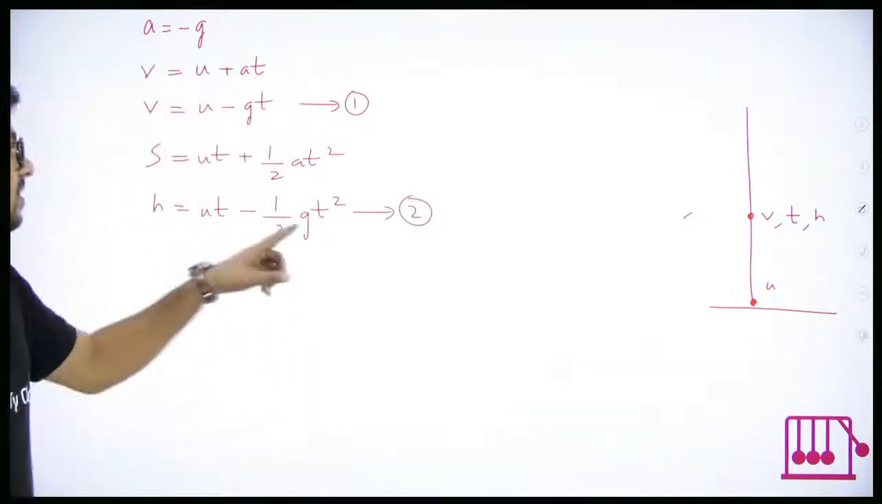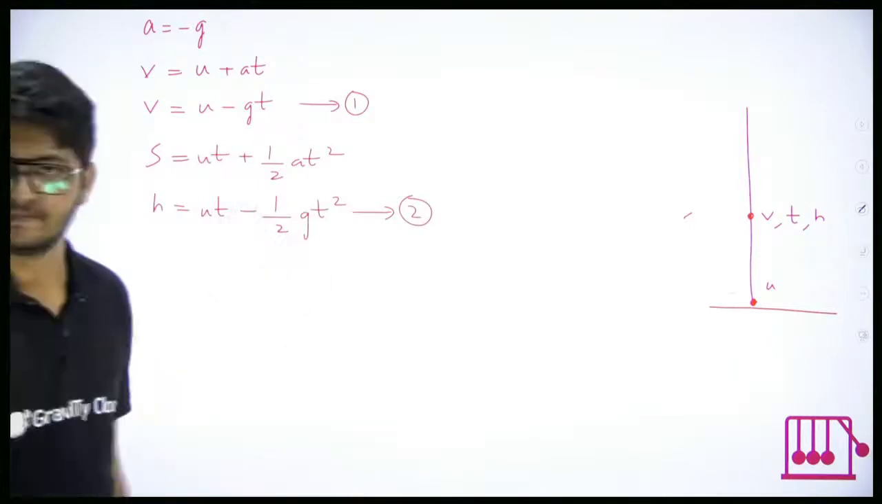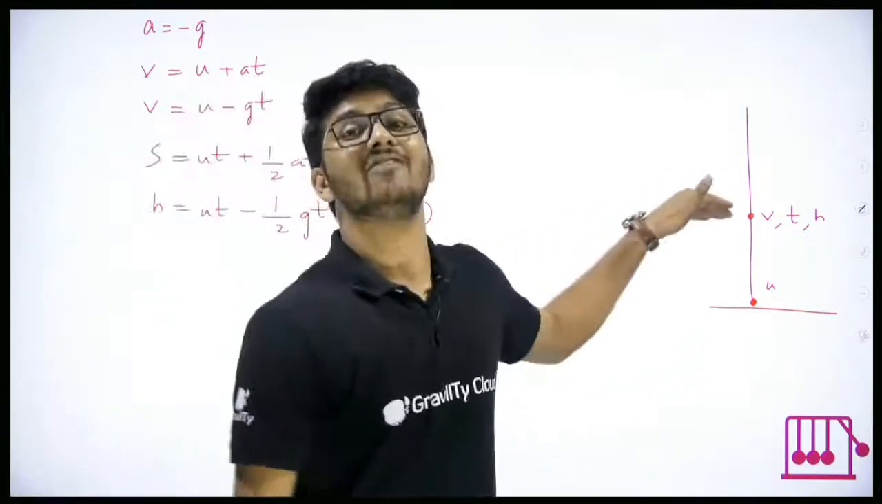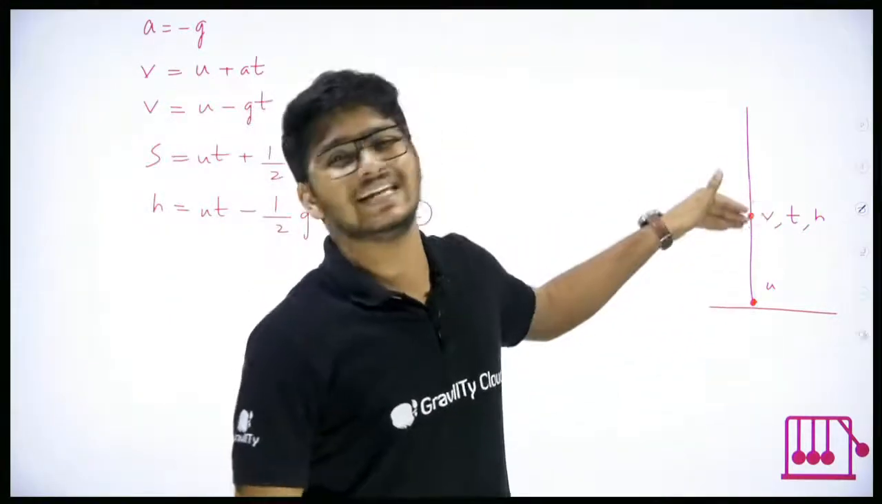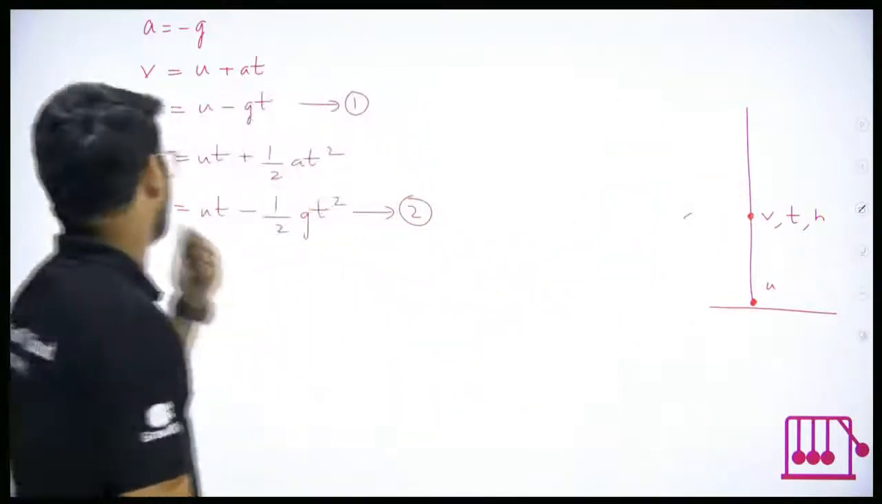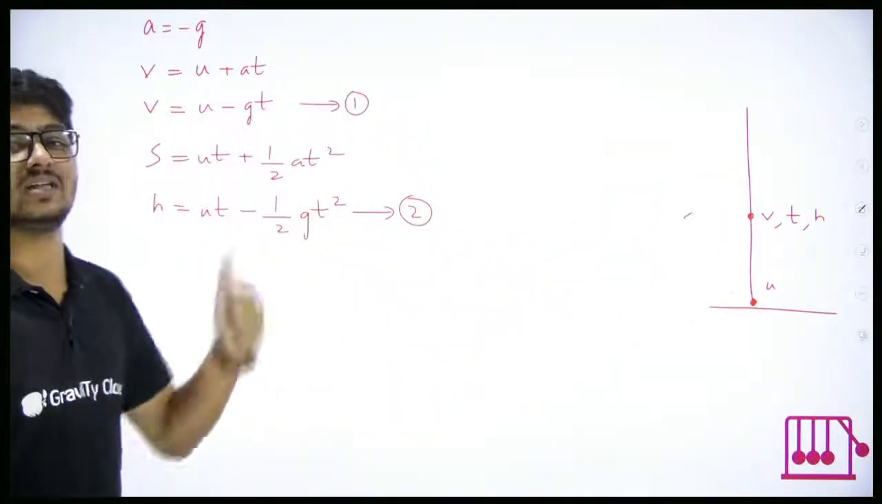Now what does this give? This gives us the height at time t. After some time t, at what height is the ball? At height h, and that height h is this. So you'll get that using this equation.